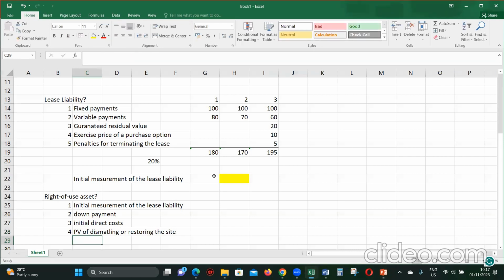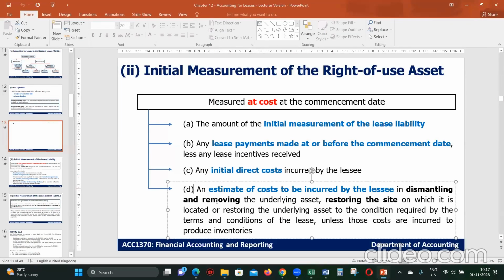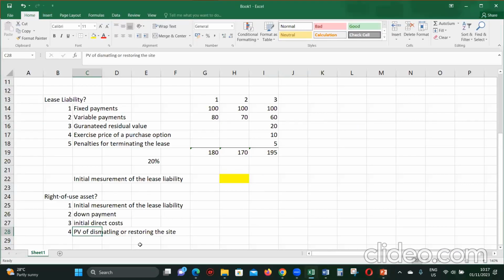I'm just giving a summary of this fourth point, right? You have discussed these things. So if the lessee is liable to dismantle the plant, let's say a lessee has obtained a plant under a lease agreement, at the end of the useful lifetime, the lessee is liable to dismantle it, or the lessee is liable to restore the site. In that case, what happens? You have to take the present value of the future cost.